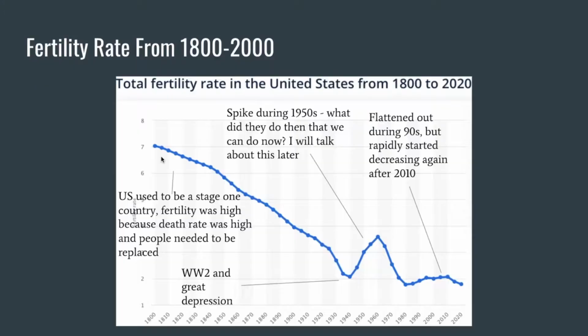and the country's development. As we can see here, the fertility rate has been decreasing ever since 1800. The US used to be a stage 1 country, so the fertility rate needed to be high to replace the high death rate, but because of women's education, it started to go down. During World War II and the Great Depression, it dipped and spiked during the 1950s. It increased a bit during the 90s, but rapidly started decreasing again after 2010.